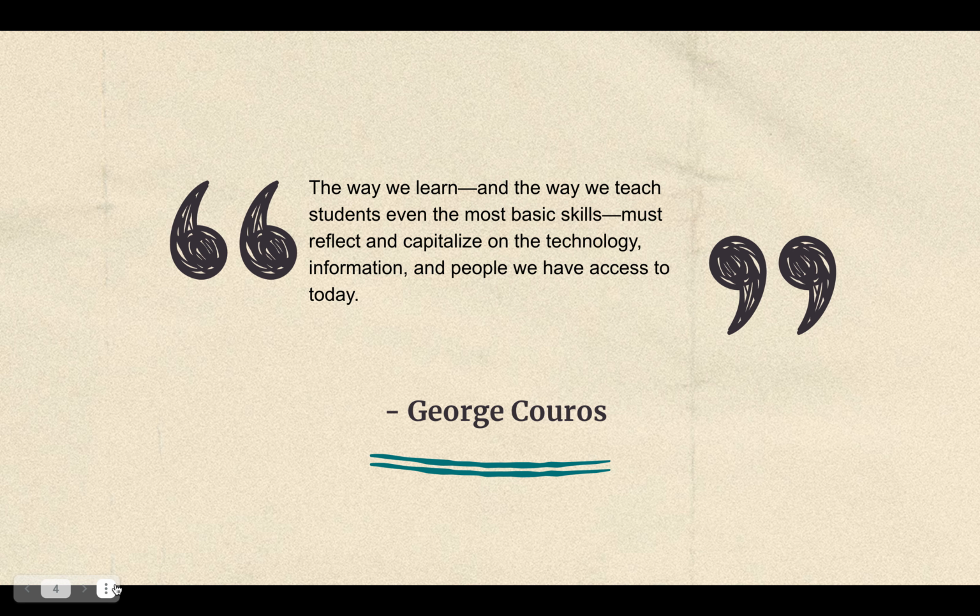The way that we learn, the way that we teach students, even the most basic skills, must reflect and capitalize on the technology, information and people we have access to today.